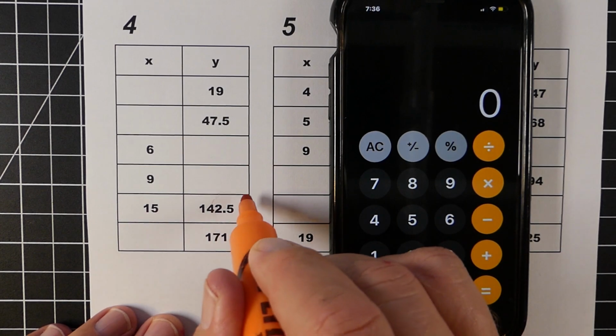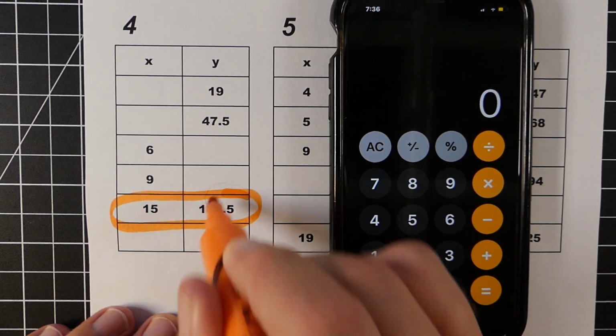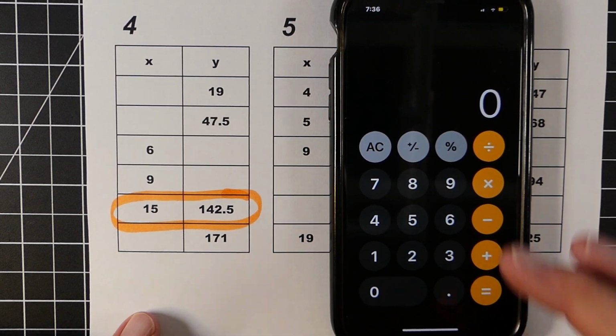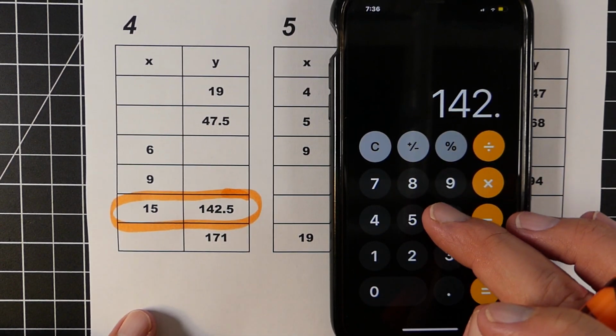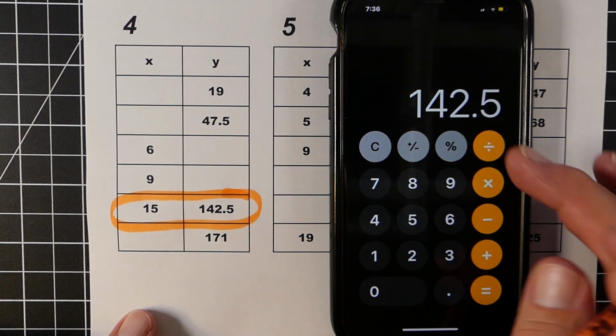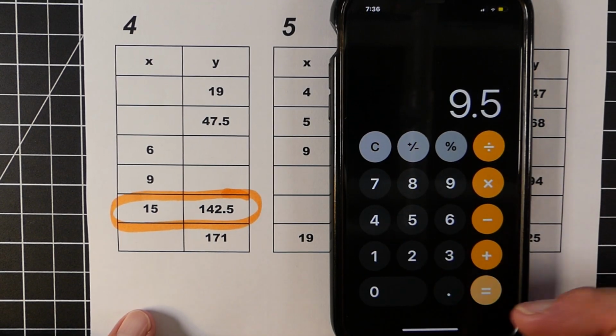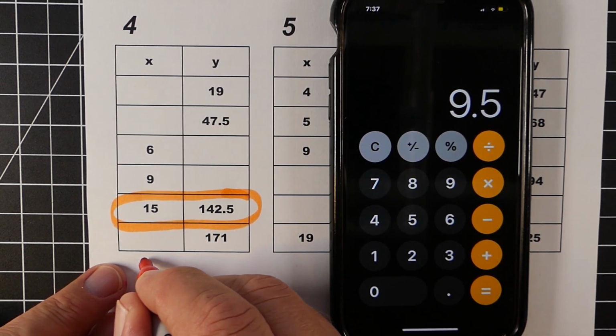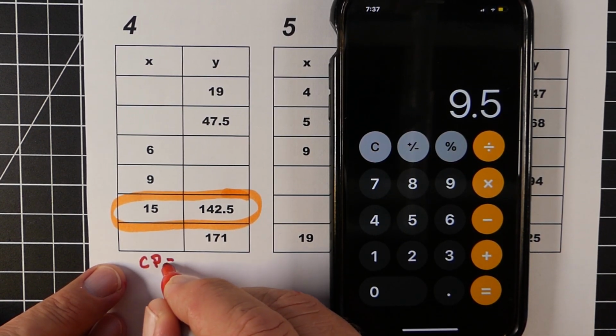So up next, we're going to use these equations that help us fill in the missing parts of a proportional table. The key part here is you have to find an x and a y that go together. So in this case, x is 15, y is 142.5. We take our y divided by our x, and we're getting 9.5. So that's our constant. So our constant of proportionality is 9.5.